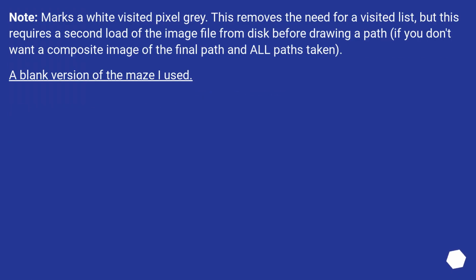Note, this marks a white visited pixel gray. This removes the need for a visited list, but it requires a second load of the image file from disk before drawing a path, if you don't want a composite image of the final path and all paths taken. A blank version of the maze I used.